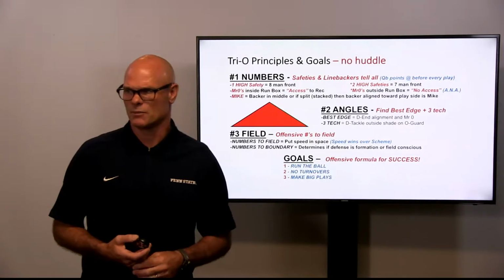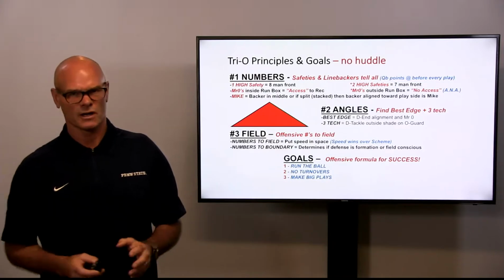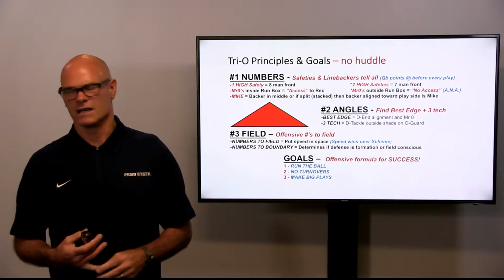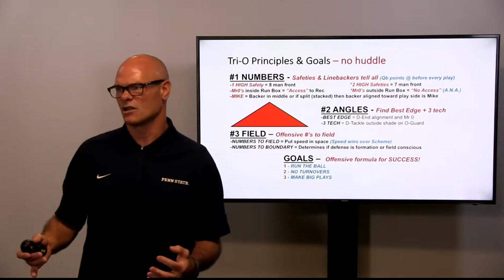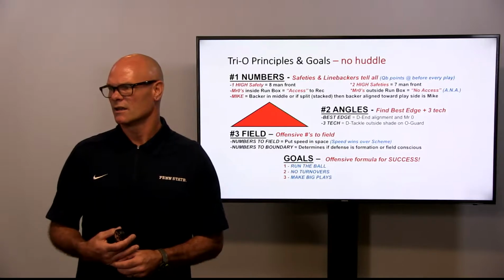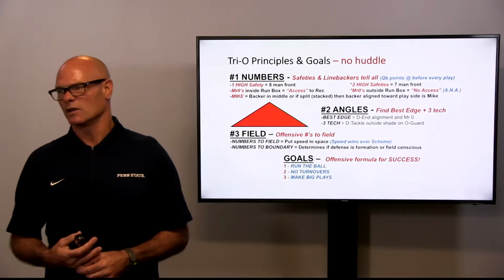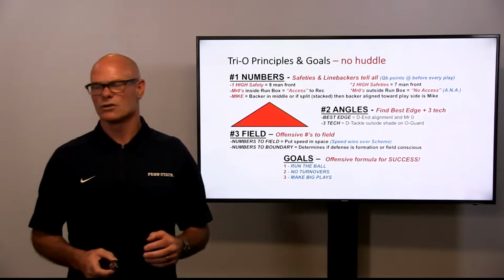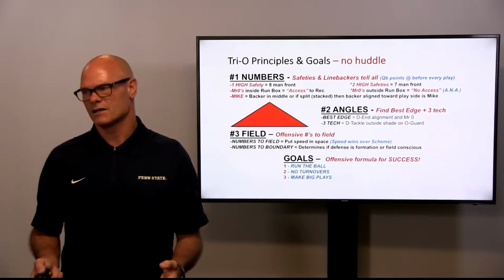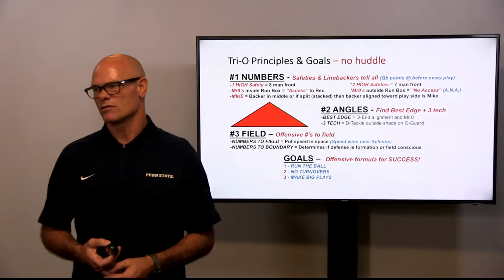So first off, our principles and goals with the no huddle. First thing we're always looking for is a numbers advantage. Again, the safeties and linebackers kind of tell all, so the quarterback's going to go ahead and point at them before every play. The one thing we want to do is real simple. If we have one high safety, then we're looking at an 8-man box front. Two high, more of a 7-man.